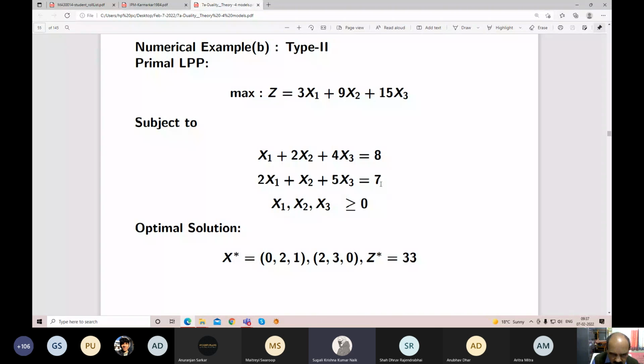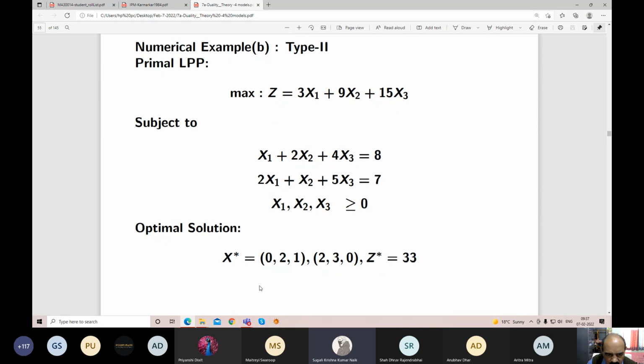What is the solution? Is any negative coming? x1 plus 4x3 equal to 8. 2x1 plus 5x3 equal to 7. Sir, -4. Negative coming? Yes, sir.